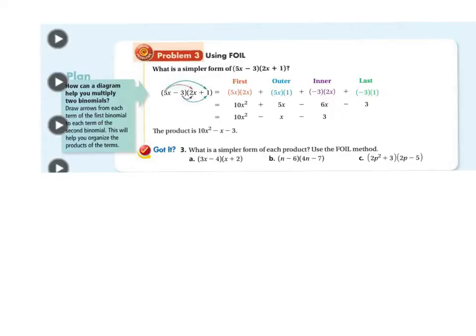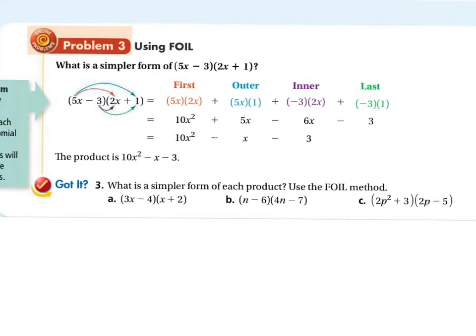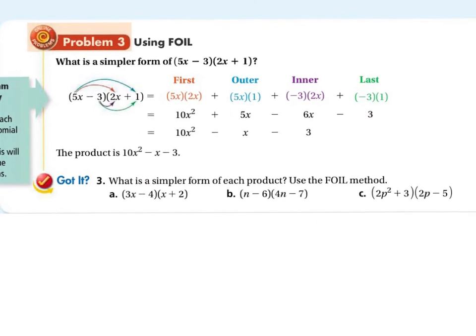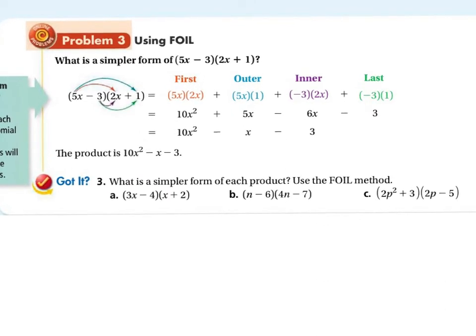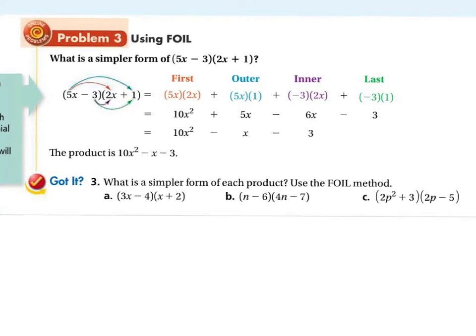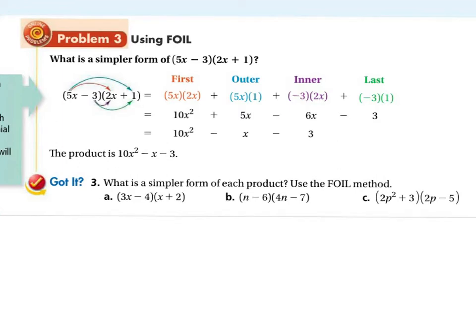So if you look at problem 3, they used that FOIL method and distributed that. Most of the time what's going to happen when you work these problems out is those middle terms, the outer and inner terms, usually tend to be like terms that you can combine together. So in this case, that would be negative 1x or just negative x like the book had.